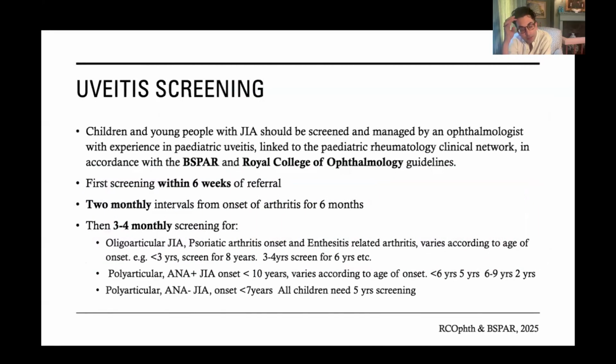In the UK, the screening that we do is slightly more frequent than the ACR guidance. I appreciate there's regional variation across the world about how frequently uveitis screening is done. We start screening within 6 weeks of referral, then 2 monthly for 6 months, and then do 3 to 4 monthly screening until a period of age which is determined by the subtype of JIA that the patient has. So we don't go up to 6 to 12 months.